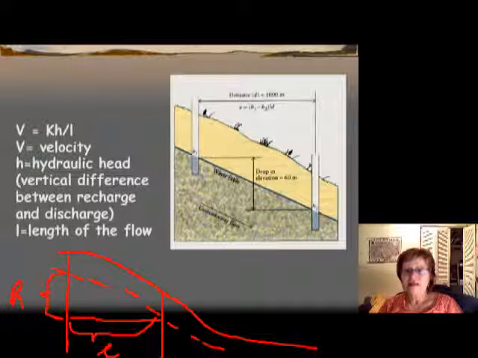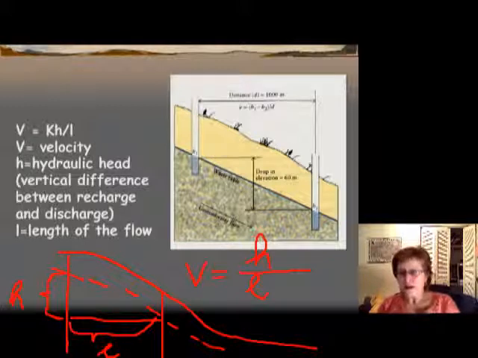The calculation is exactly the same. The velocity of the groundwater is going to be equal to H over L. But because the water movement is underground, we have to take into account the type of rocks it's moving in. And the way we do that is that we multiply this with a constant, which is K.